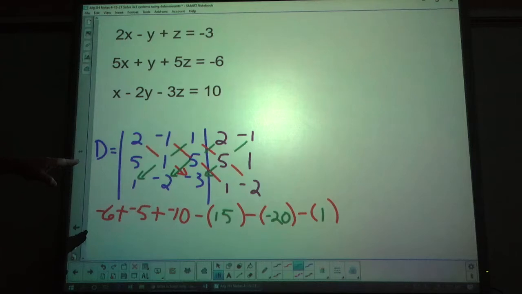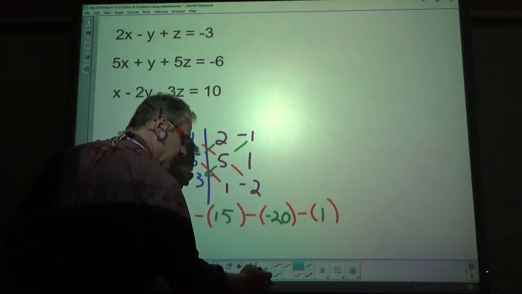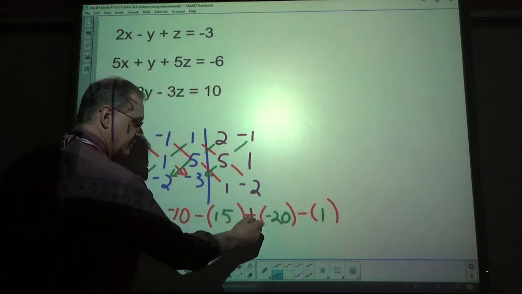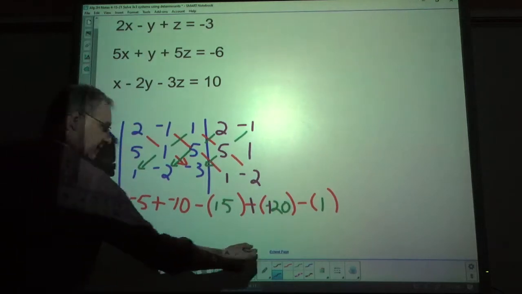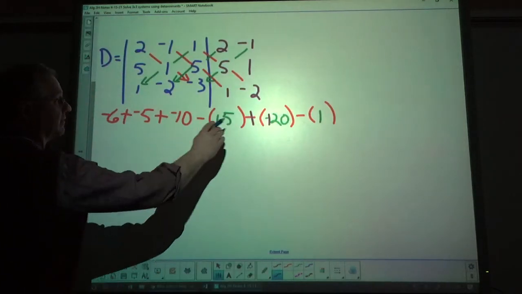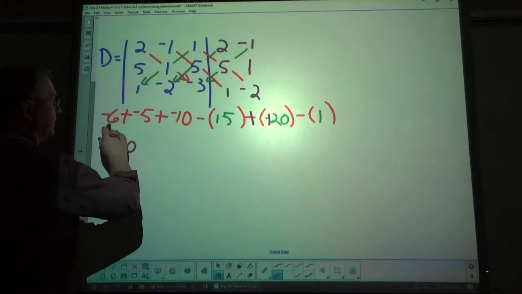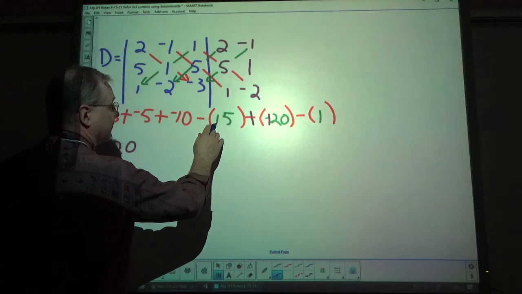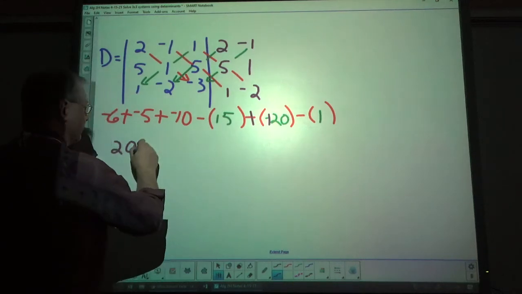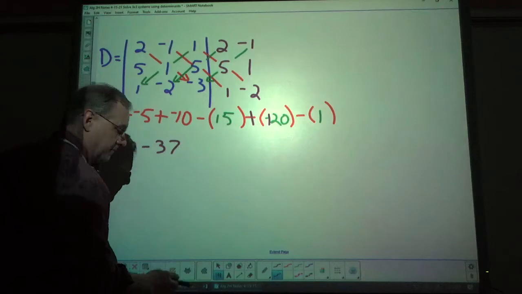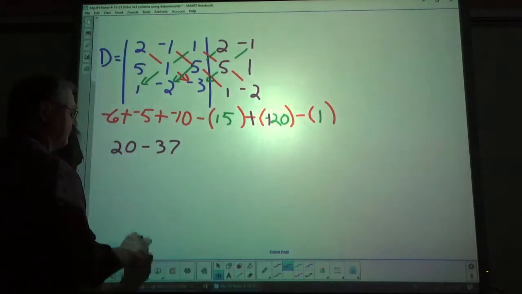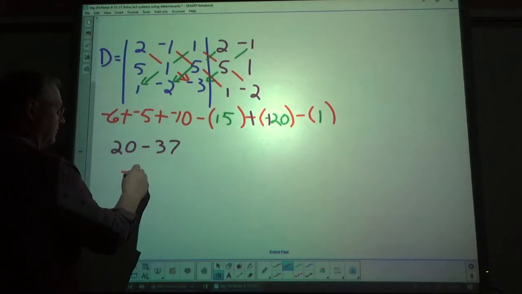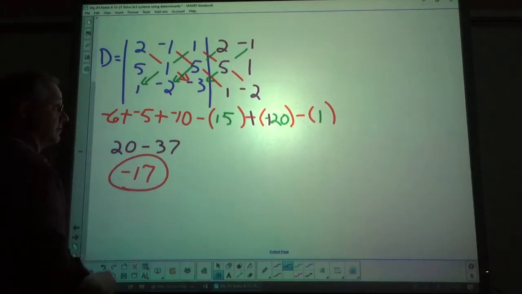20, positive 15, 1, negative 6, negative 5, negative 10. Okay, double check all your work, go back through, double signs, add it up. All right, I've got 20, negative 11, negative 21, negative 36, negative 37. So that simplifies to negative 17. There's D.